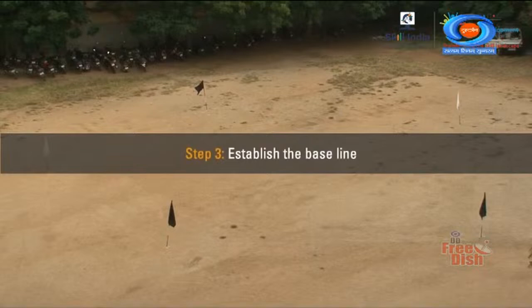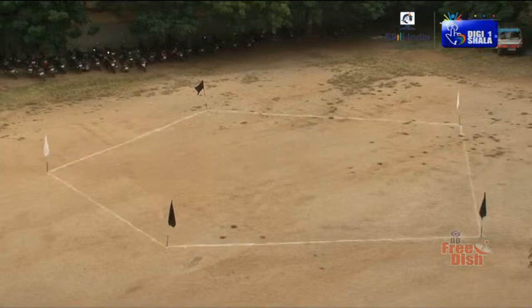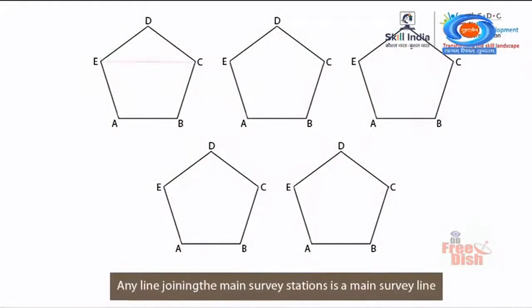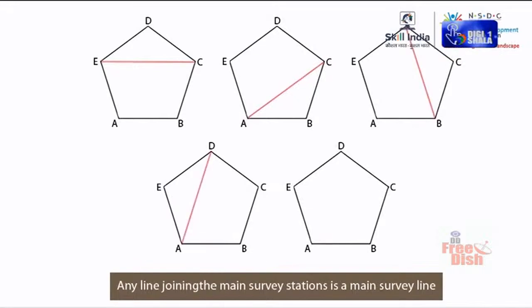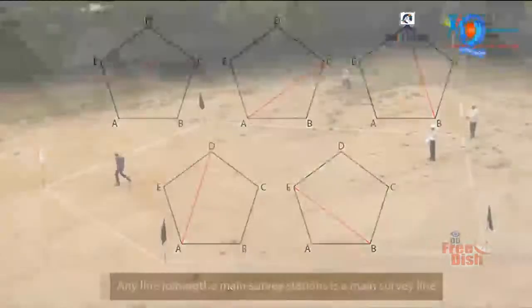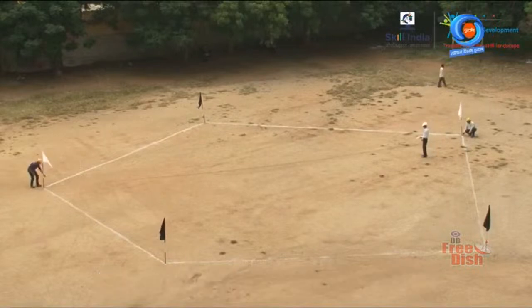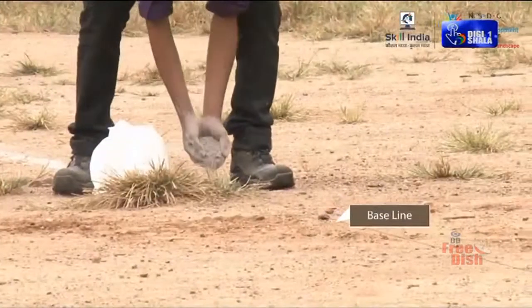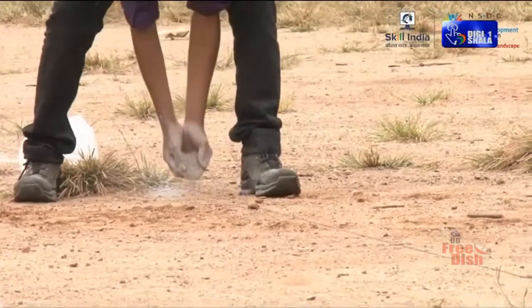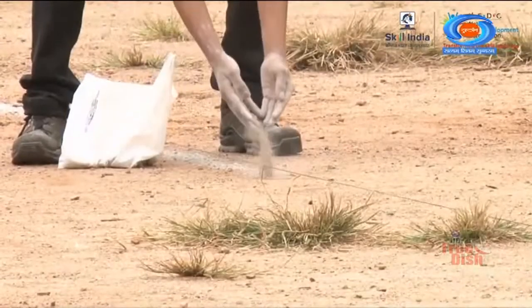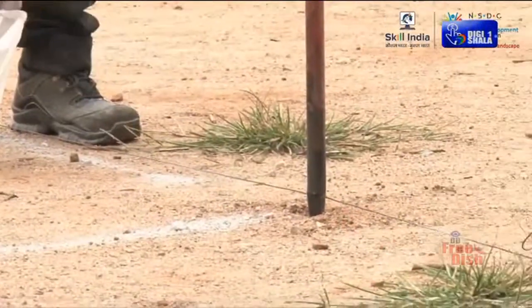You know that any line joining the main survey stations is called a main survey line. The biggest of the main survey lines is called the baseline. Mark the baseline as it helps you to take command of the field. That is, it acts as a reference line. Mark this baseline with chalk powder.